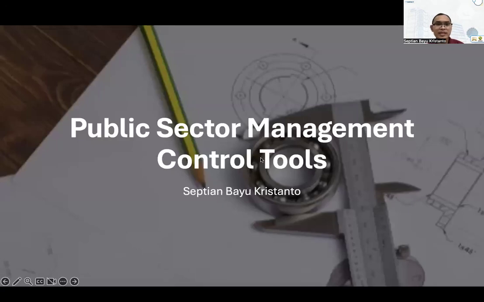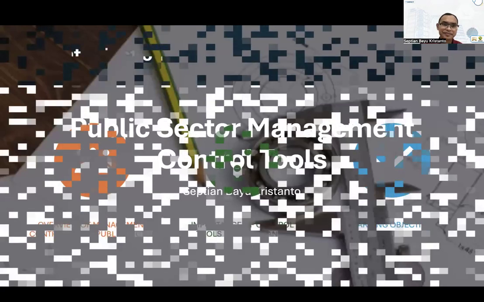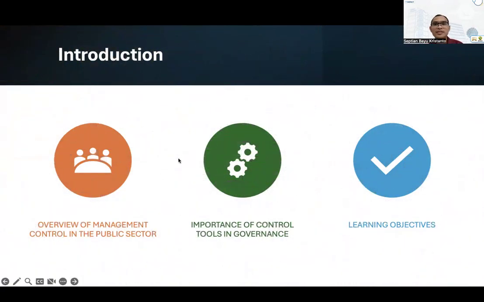We can discuss the topic of public sector management control, including in public sector institutions. So what we learn today is an overview of management controls, especially in the public sector. Then we have the importance of control tools in governance, specifically in government units. And we also compare with the learning objectives that we should achieve in these sessions.